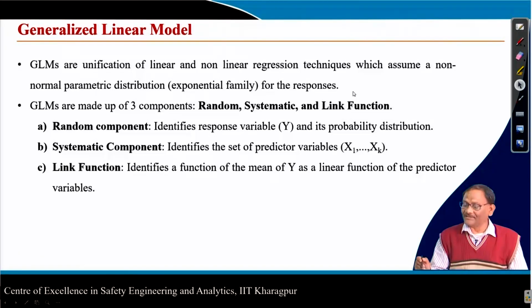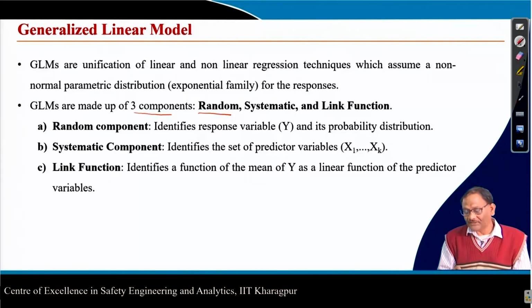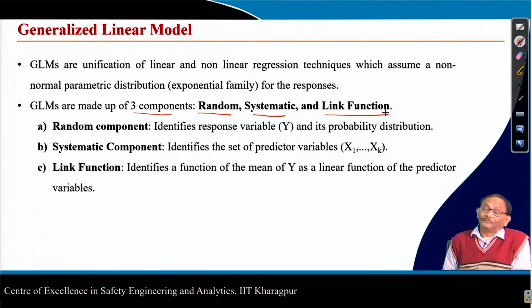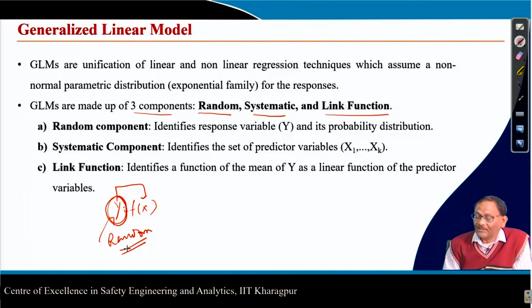So, GLM essentially consists of three components: the random component, the systematic component, and the link function. Now, what is the random component? If I say y is a function of x, I want to relate y with x in some way. Here the y variable is random in nature, and it is attributed to a certain probability distribution.